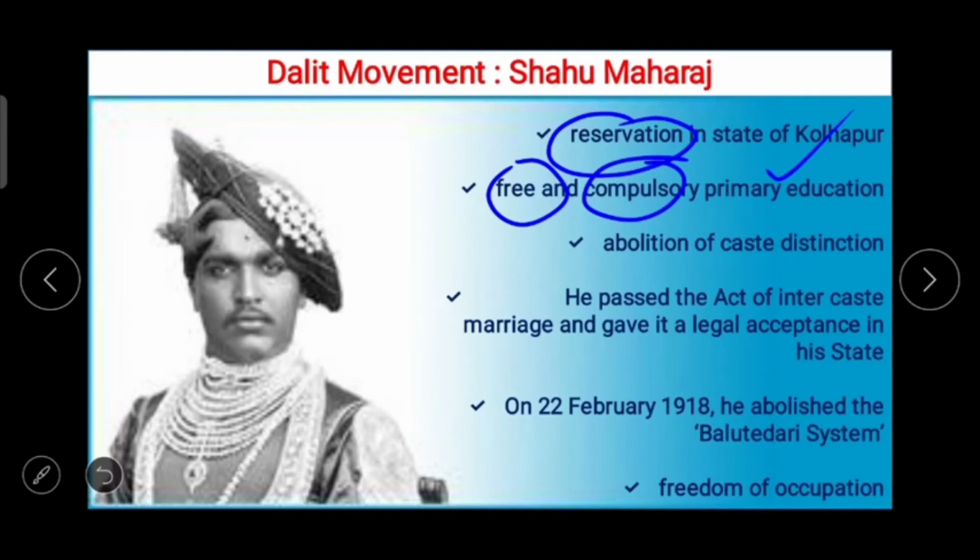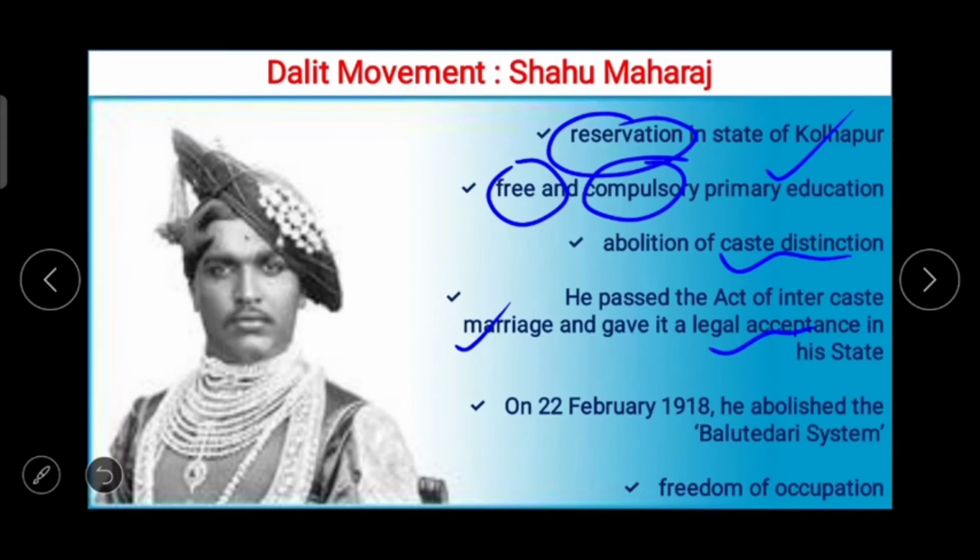Not only this, but he did substantial work for abolition of caste distinction. He passed the act of intercaste marriage and gave it a legal acceptance in his state. Why? Because there were 3 restrictions put up in the caste system. Interdining, people of different castes did not eat food together. Intermarriage, people of different castes did not marry. And change of occupation, you had to do the same business your family was running, generation to generation.